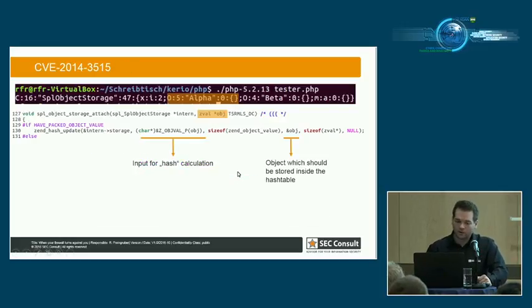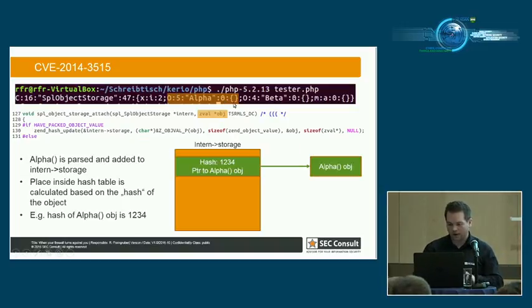And to free the memory, we are using in this case here for CVE 2014-3514, SPL object storage. This is a special object. I don't really have to understand exactly how it is working, but basically we have here an alpha object, and this here is added to a hash table. So I'm now adding the alpha object to the hash table.